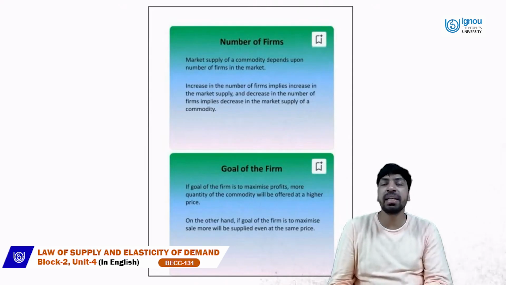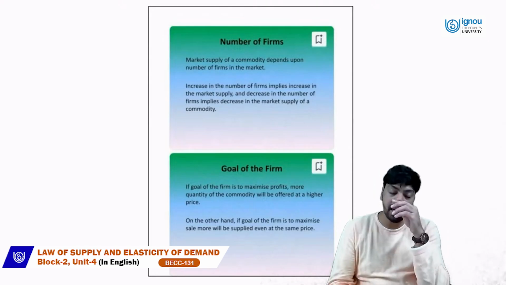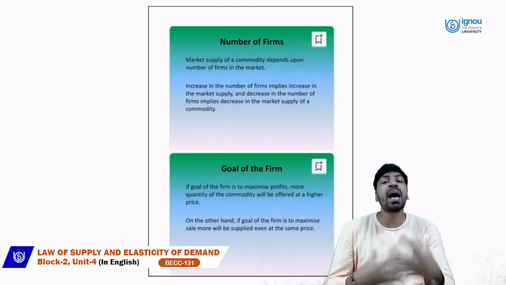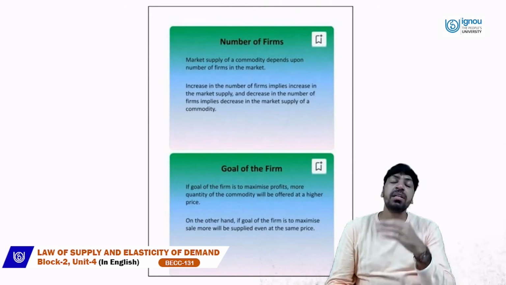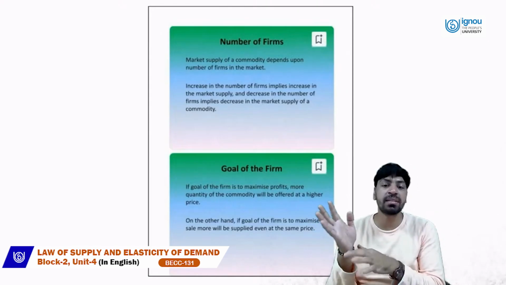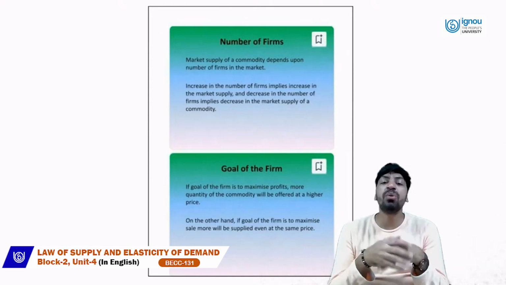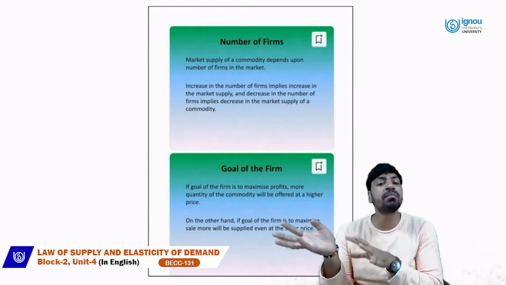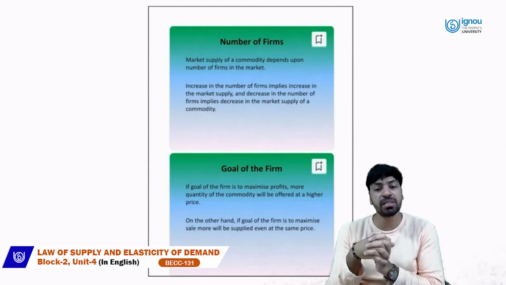Next we talk about the goal of the firm. Every firm has an ultimate goal, which is to maximize profits. That means to sell the commodity at a higher price, and that's the ultimate goal of the firm, to get the maximum revenue or profits.